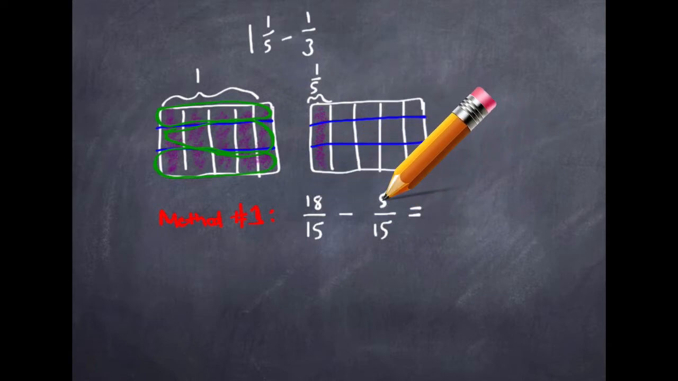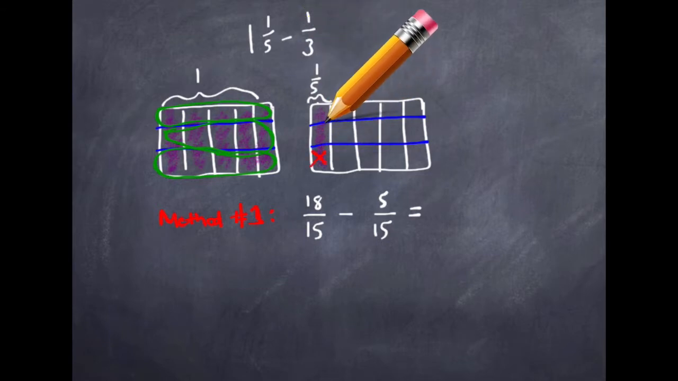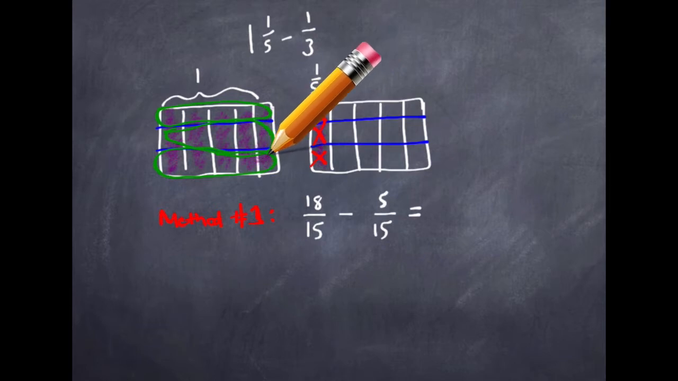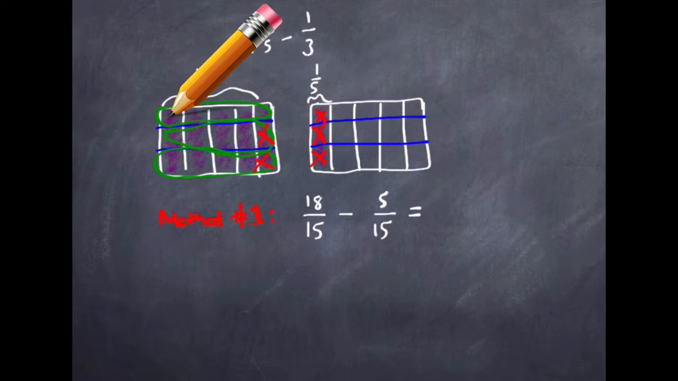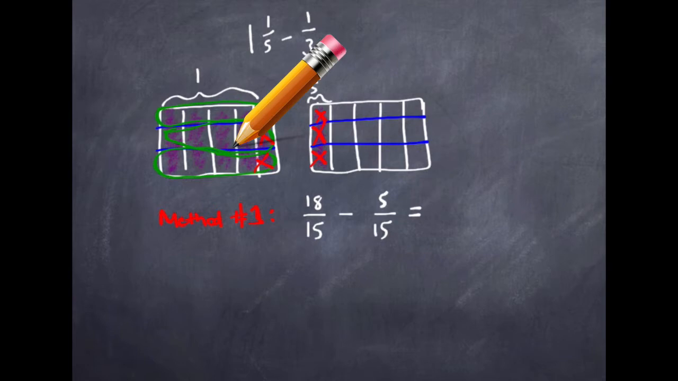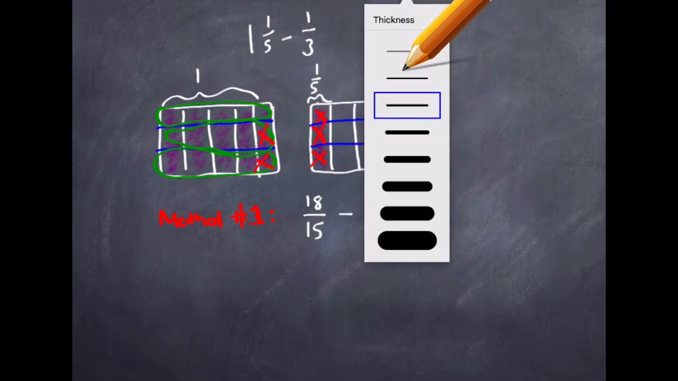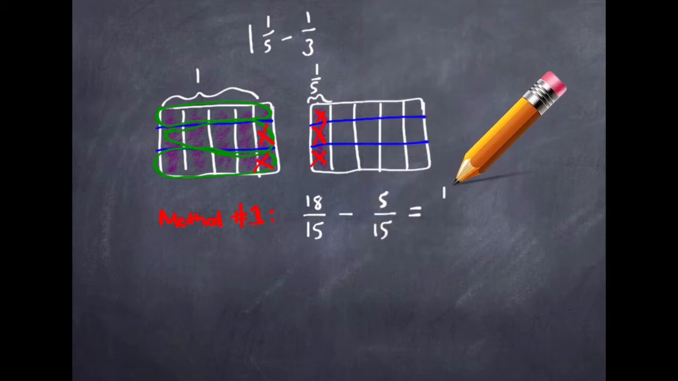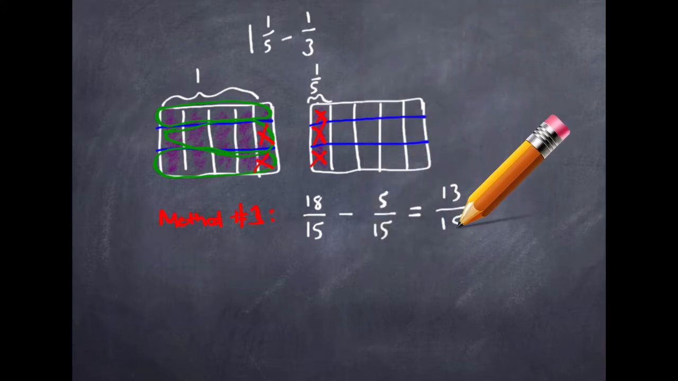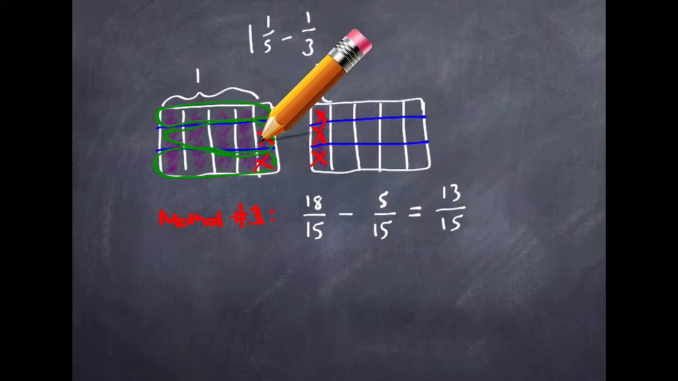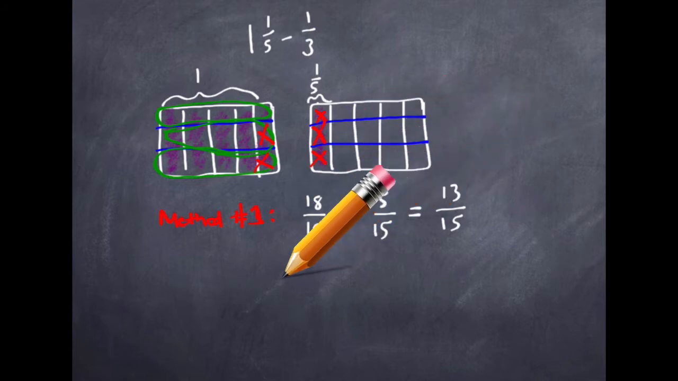Okay, so let me take away 5 15ths from 18 15ths. Let's do this. We'll do 1, 2, 3, 4, 5. Okay? And that would leave me with how many 15ths? 1, 2, 3, 4, 5, 6, 7, 8, 9, 10, 11, 12, 13. 13 15ths. And there's your answer, okay? It's kind of the first method of just looking at how many parts you have, how many units you have, and then converting both fractions and then subtracting from there.